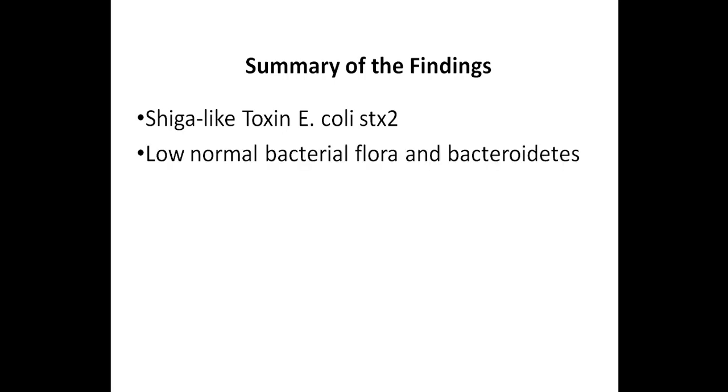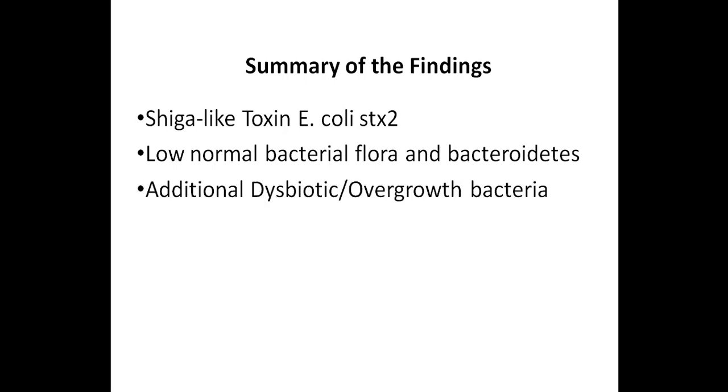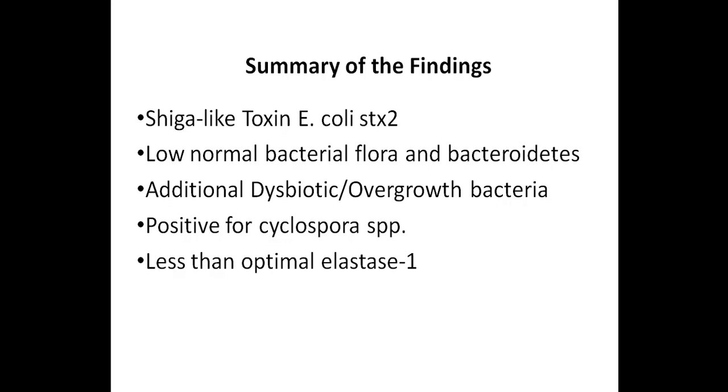Before talking about the treatment options, let's look at a summary of the findings. So this person had Shiga-like toxin E. coli, although it was not above the detectable limits. They had some low normal bacteria flora and low bacteroidetes. There was some overgrowth of bacteria. And one of the main findings was the person testing positive for cyclospora, which is a parasite. The elastase 1 was less than optimal, and the steatocrit was on the high end.